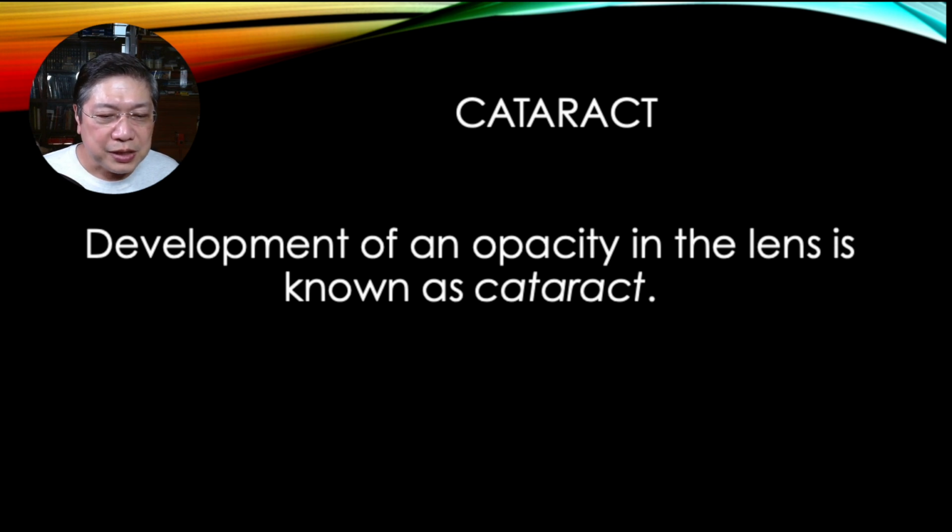So it's very easy to know what a cataract is. Look at the lens. If it's clear, it's okay. If there's an opacity, no matter how dense, no matter how light, it's a cataract.